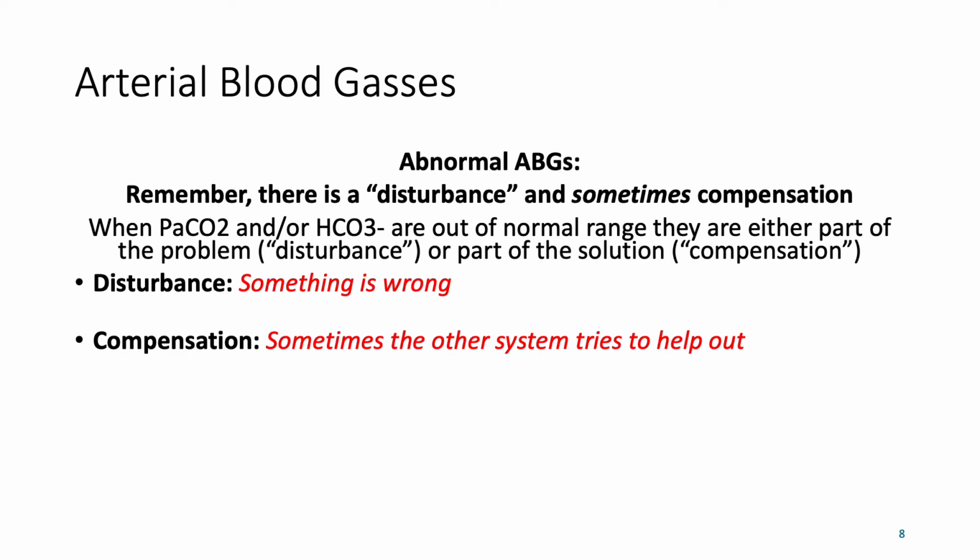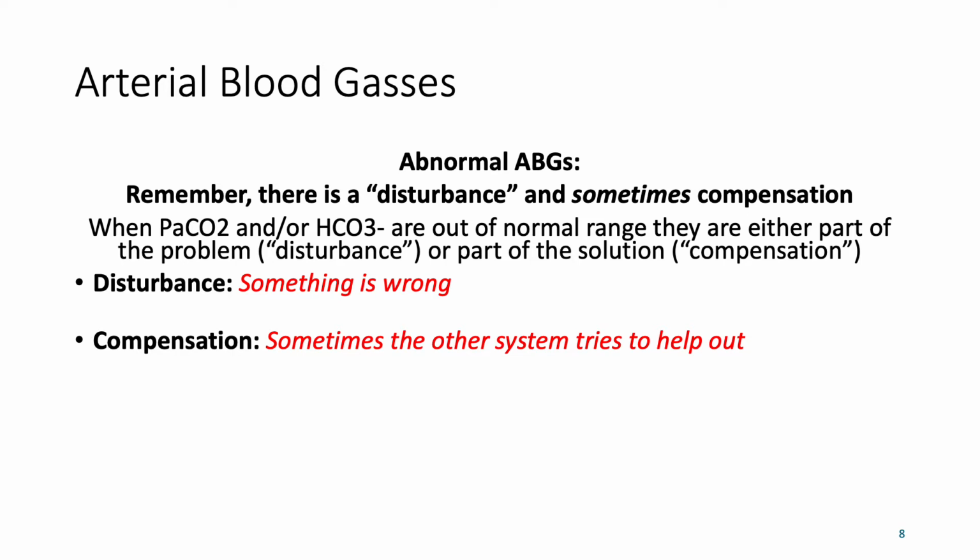So looking at the premise of sometimes a finding or a number is abnormal because it's the result of a problem or the disturbance, or sometimes a number is abnormal because it's trying to help out or it's trying to compensate. We'll get into the part of where you figure out which is which, but let's discuss first. So a little reminder of what could be abnormal.